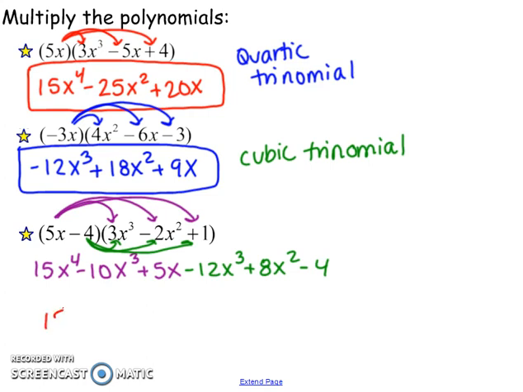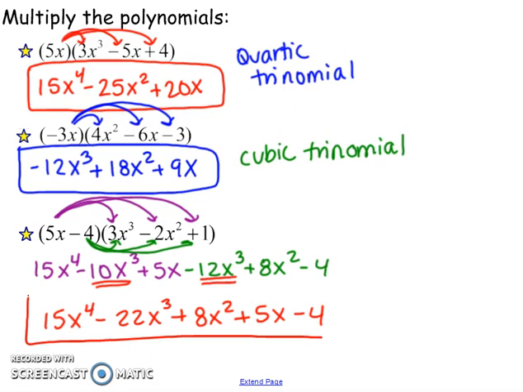So I have a 15x to the 4th, which can't combine with anything. I have a negative 10x cubed and a negative 12x cubed. So that's going to give me a negative 22x cubed. Okay, I have an 8x squared with no other x squared. So I'm going to keep that plus 8x squared. And then I have a plus 5x and a negative 4. So this would be my answer.